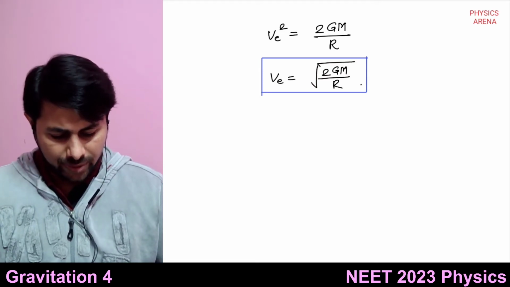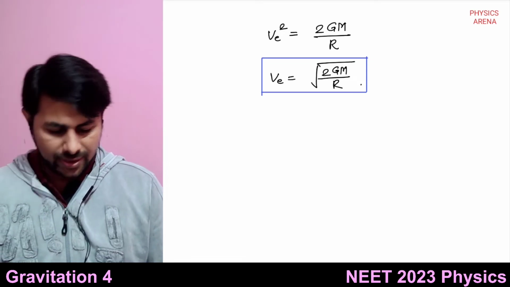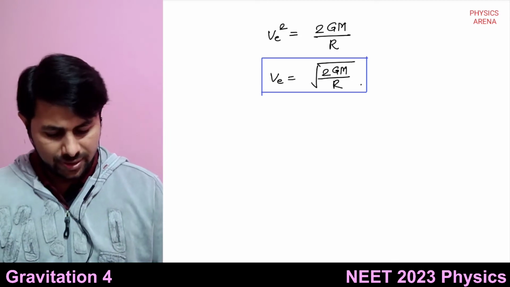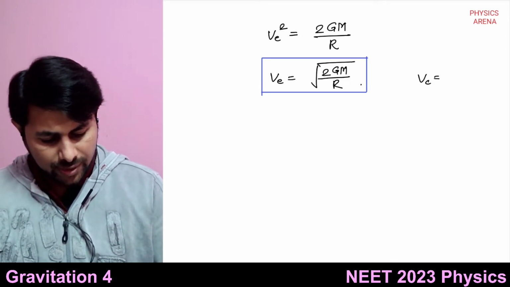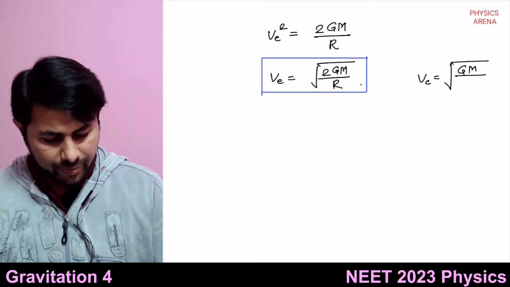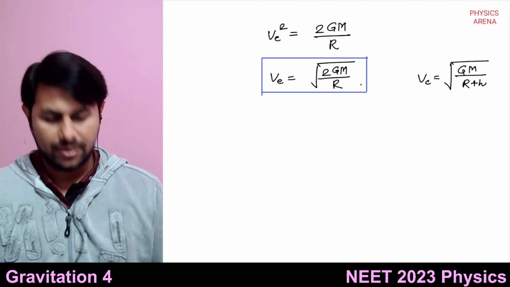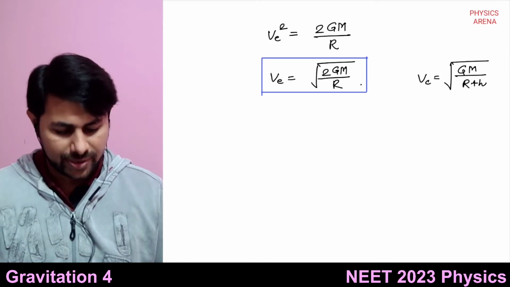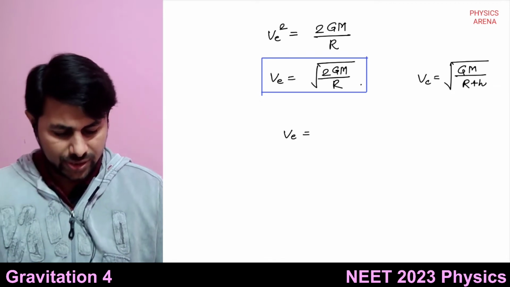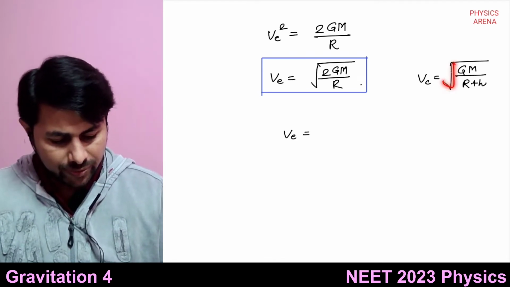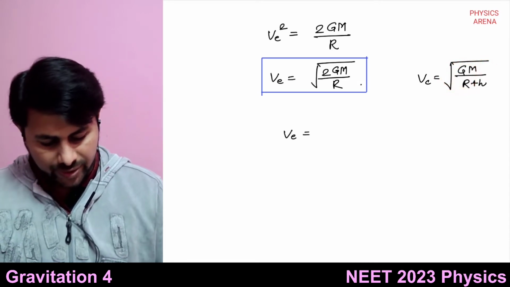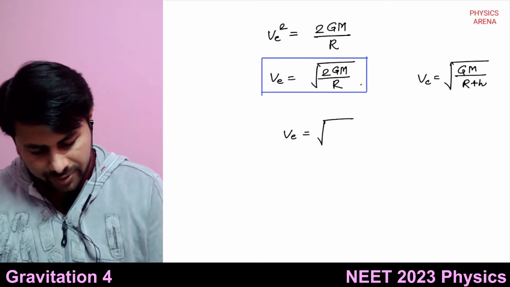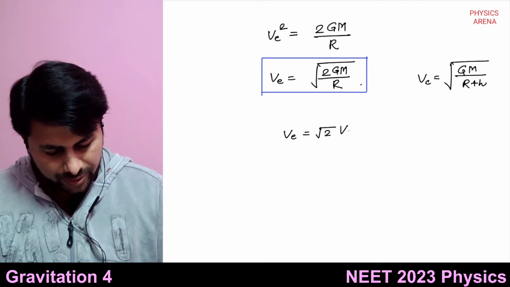So now if you compare this with the critical velocity of a satellite revolving around Earth. So how much is critical velocity? It is square root of GM upon R plus h. So if the satellite is revolving very close to the Earth's surface, then vc will be equal to square root of GM upon R. So v is equal to what? It is just equal to square root of 2 times vc.